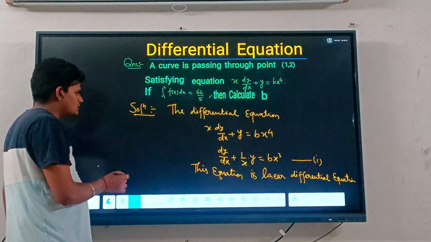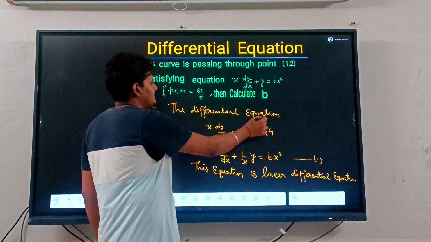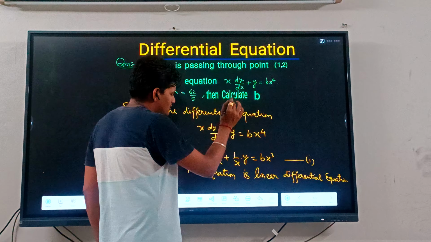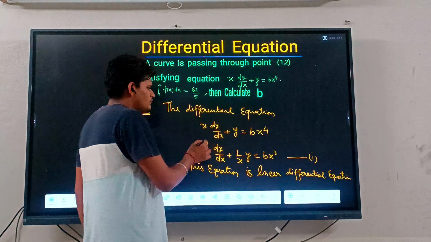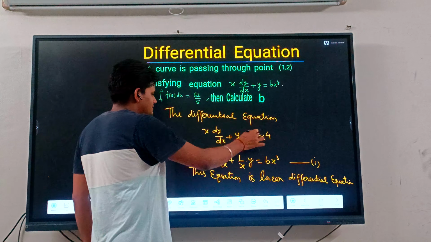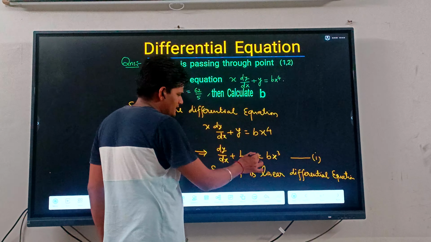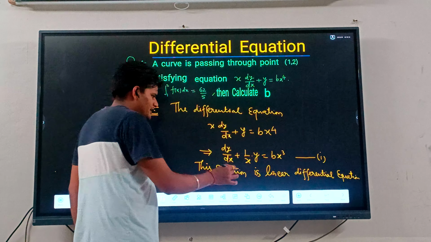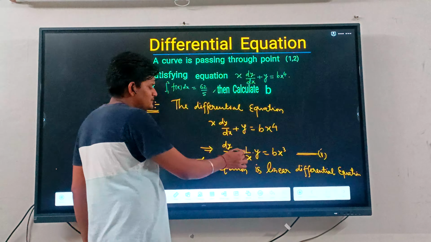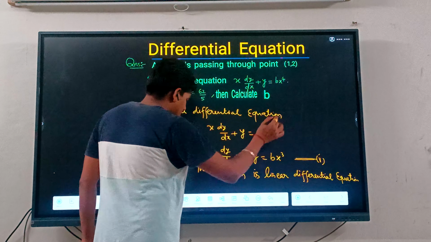To write the solution of this problem, first we write the given differential equation. The given differential equation is x dy/dx + y = bx^4. Now divide both sides by x. We obtain dy/dx + (1/x) y = bx^3, and this is our equation 1. This equation is in the form dy/dx + Py = Q, and this is a linear differential equation.